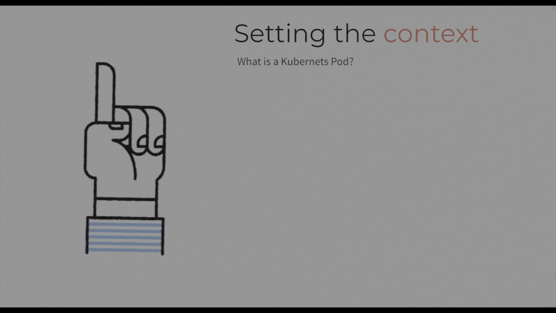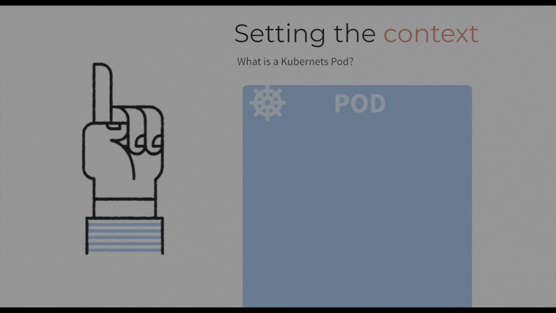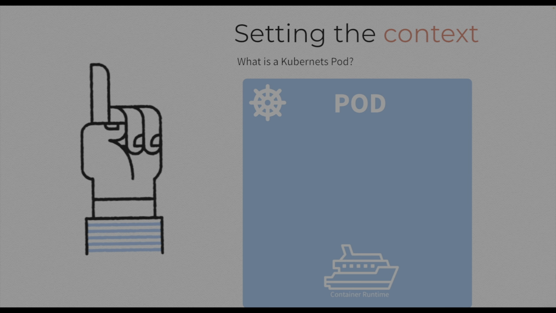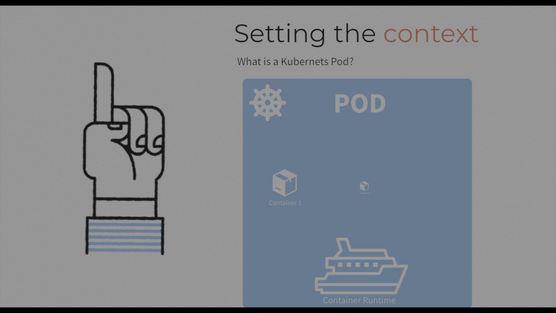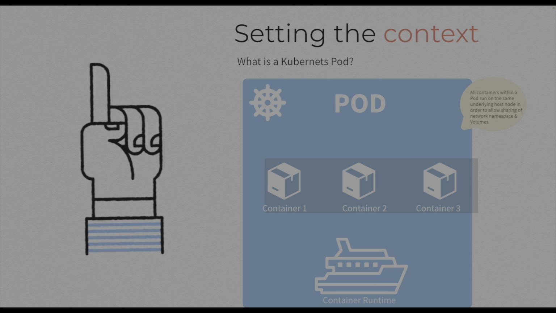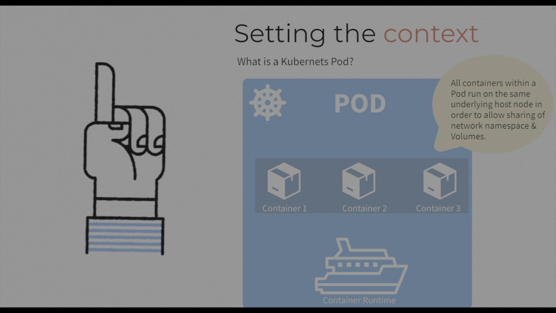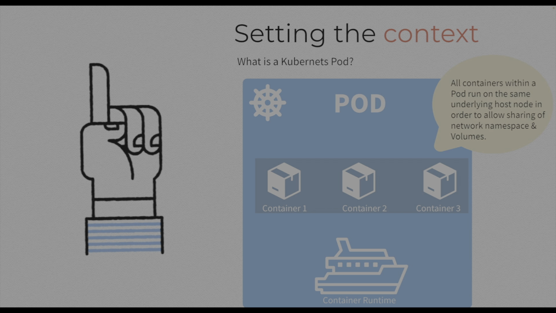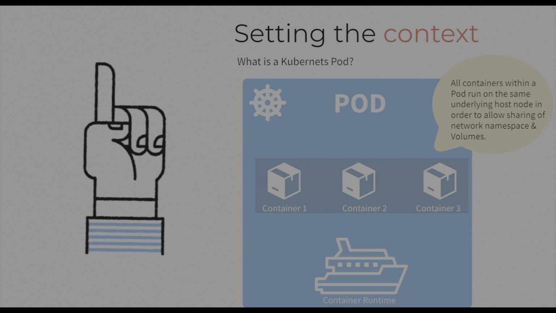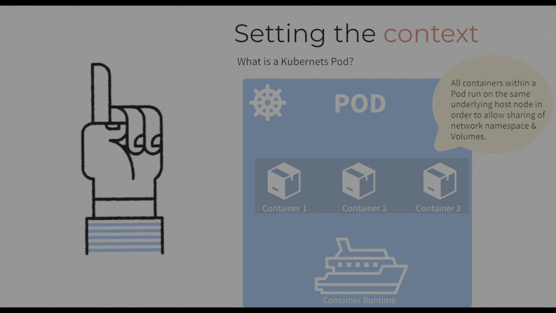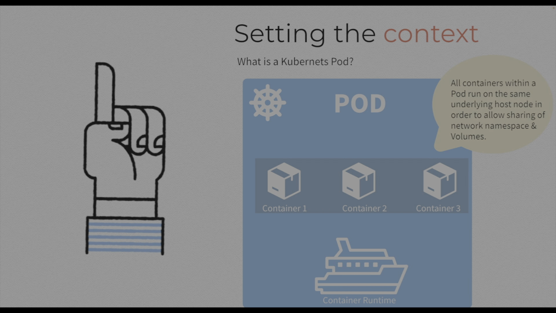We start by setting a context on what a Kubernetes pod is. A Kubernetes pod is a set of containers which share some features. One of the most important of these features is the network namespace. They can also share some directories or files, a volume in the Kubernetes world. All containers within a pod run on the same underlying host node in order to allow for the various shared features.